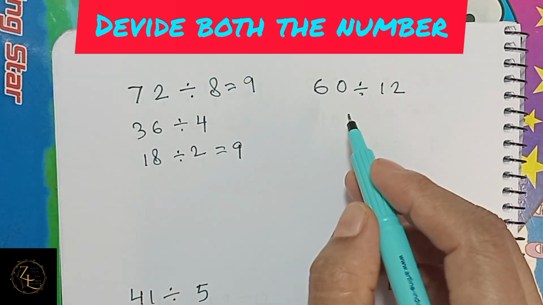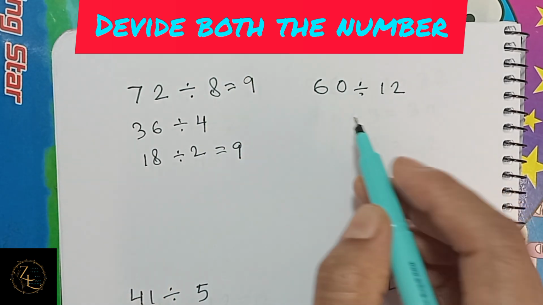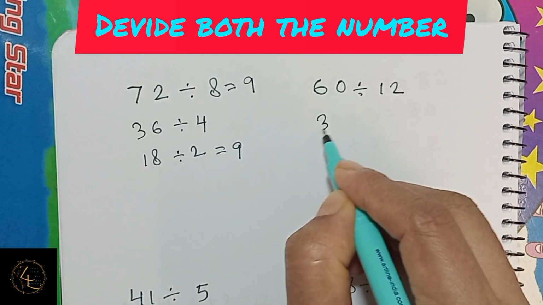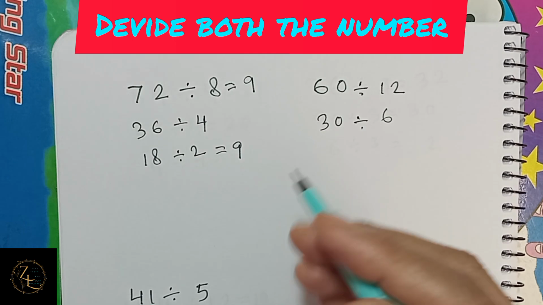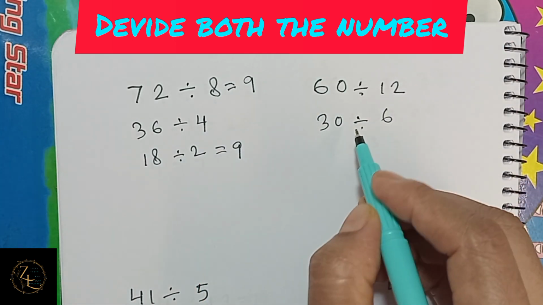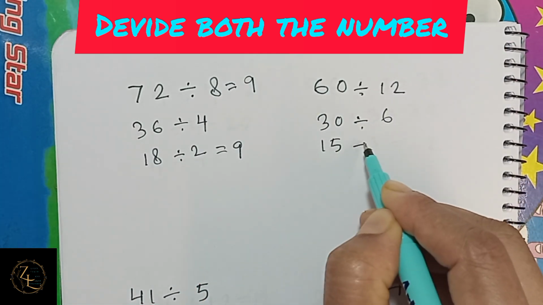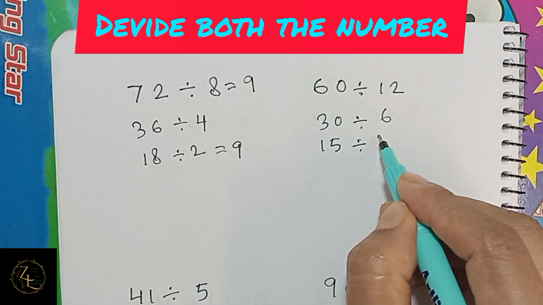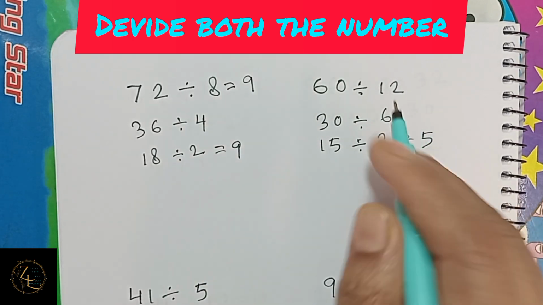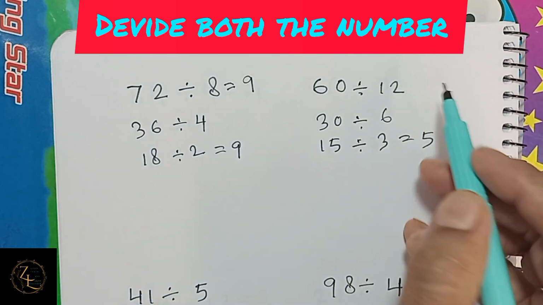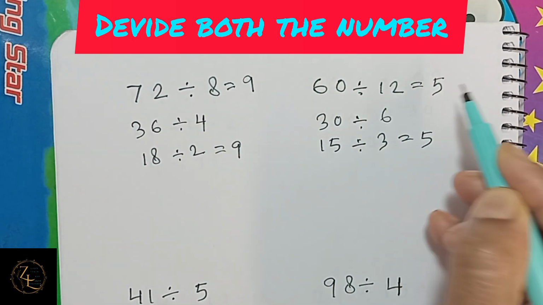In the same way, 60 is divided by 12. Divide 60, it will be 30. Divide 12, it will be 6. Divide both the numbers again. Divide 30, it will be 15. Divide 6, it will be 3. Now divide 15 by 3, it will be 5. 60 divided by 12 is equal to 5.